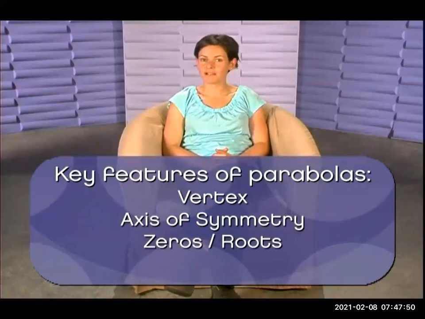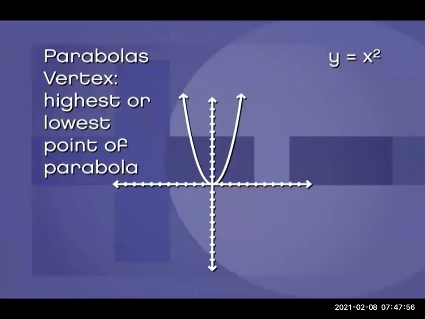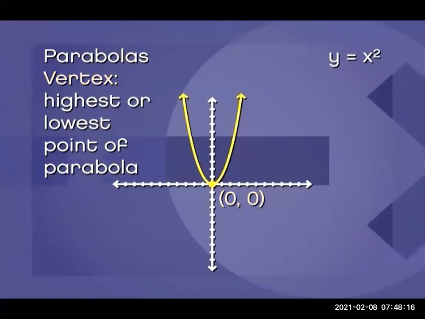zeros or roots. Let's check these out using the parabola y equals x squared as an example. The vertex is the highest or lowest point on the parabola. For y equals x squared, the lowest point is here, right? That's the point 0, 0. Remember, the vertex either has the highest or lowest point on the parabola. That depends on whether the parabola opens up or opens down. This parabola opens up.